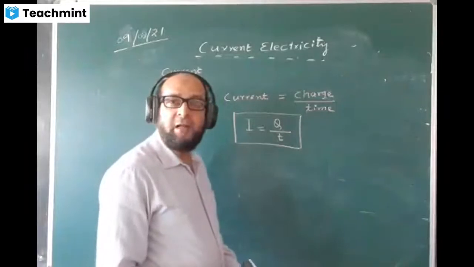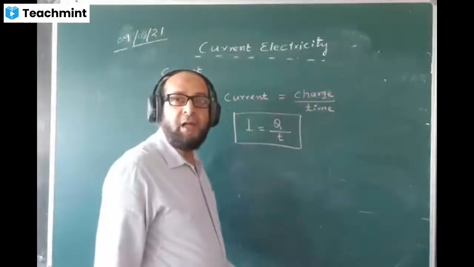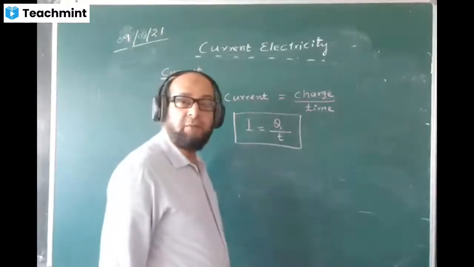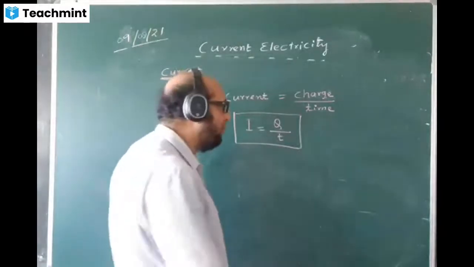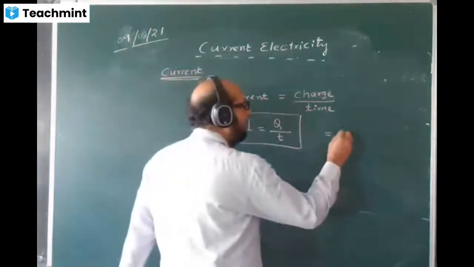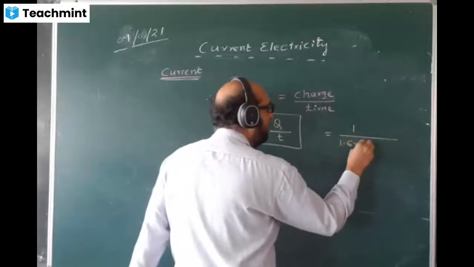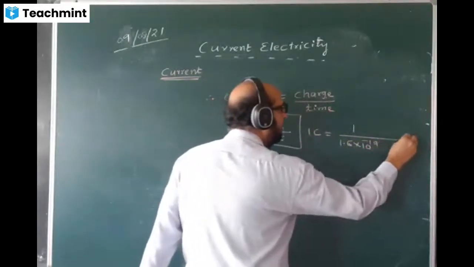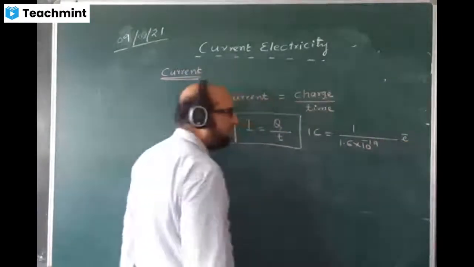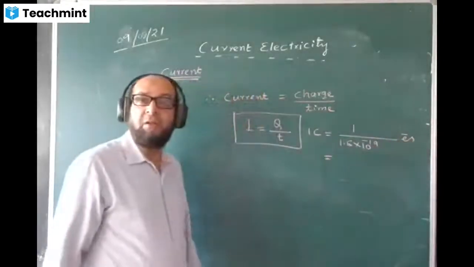I'll show you the calculation, why the answer comes as what I have written there: 6.25 into 10 to the power of 18 electrons. I'll show you the working. 1 upon 1.6 into 10 to the power of minus 19, this is the value of 1 coulomb. I'll show you the calculation.